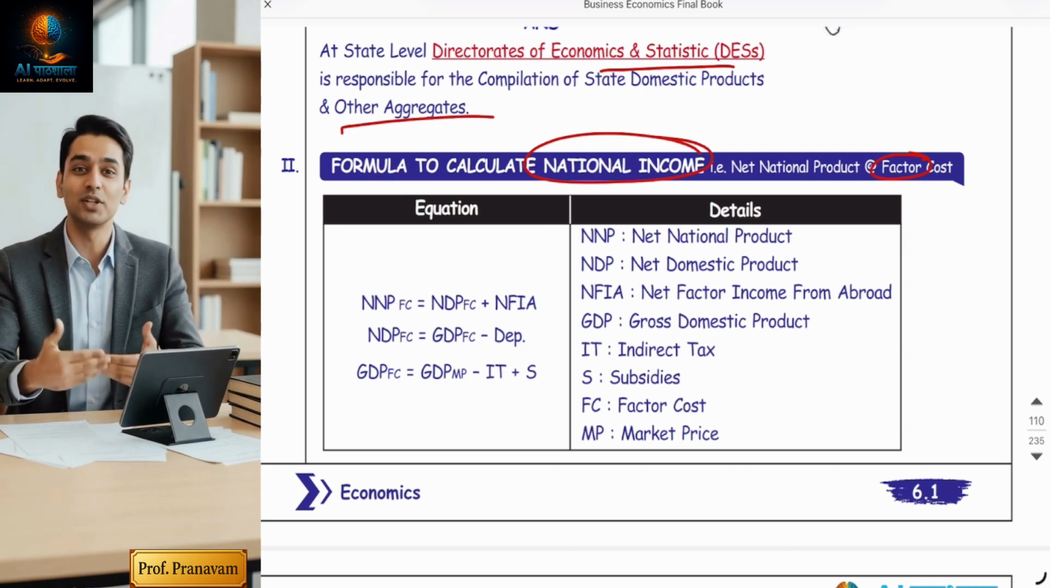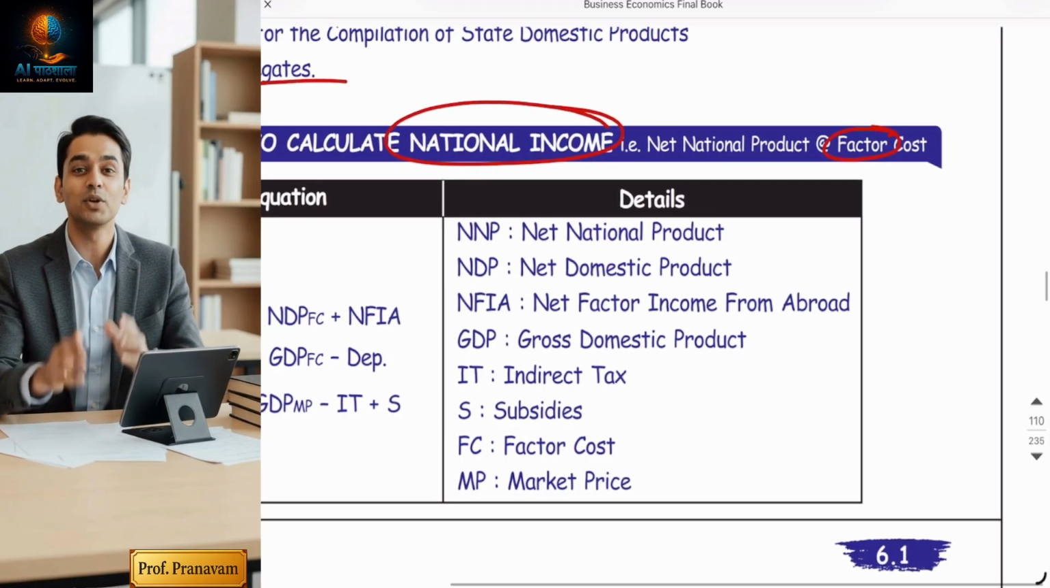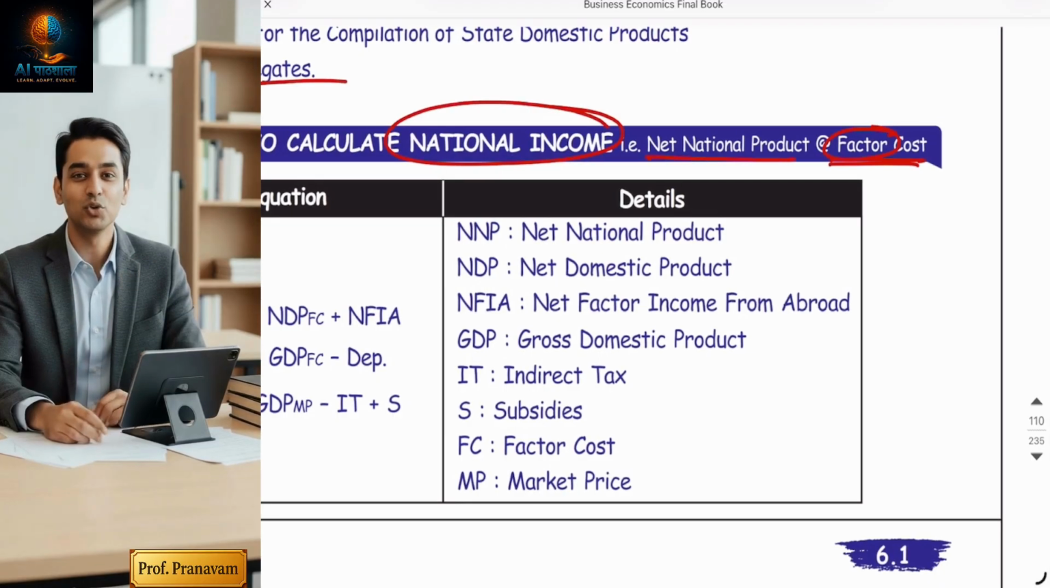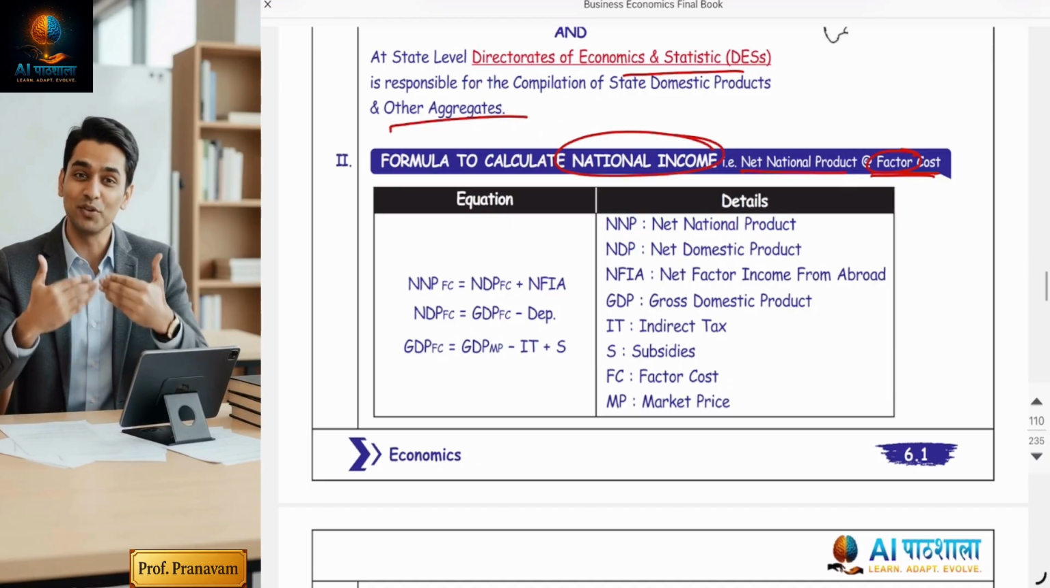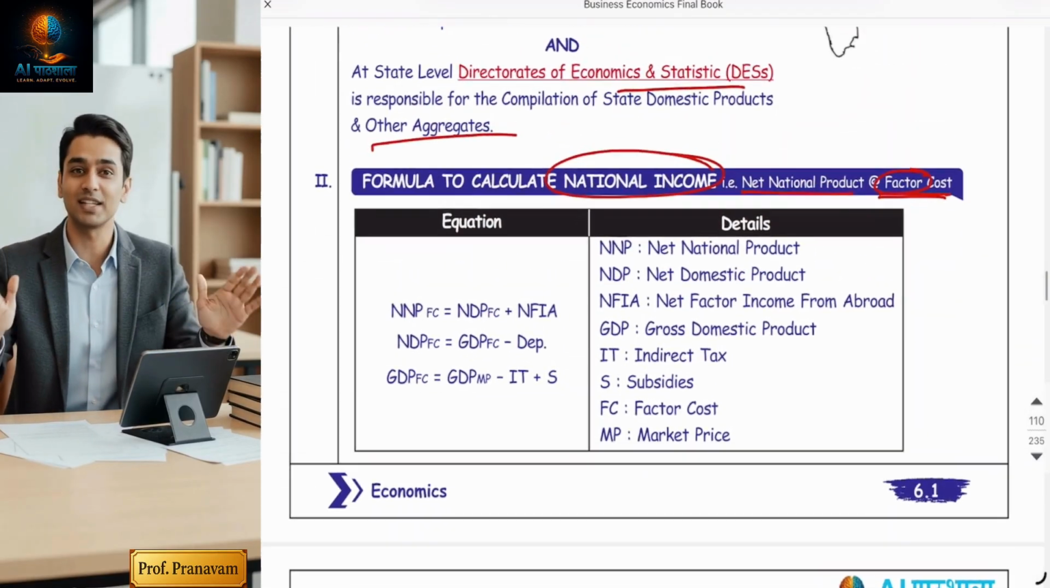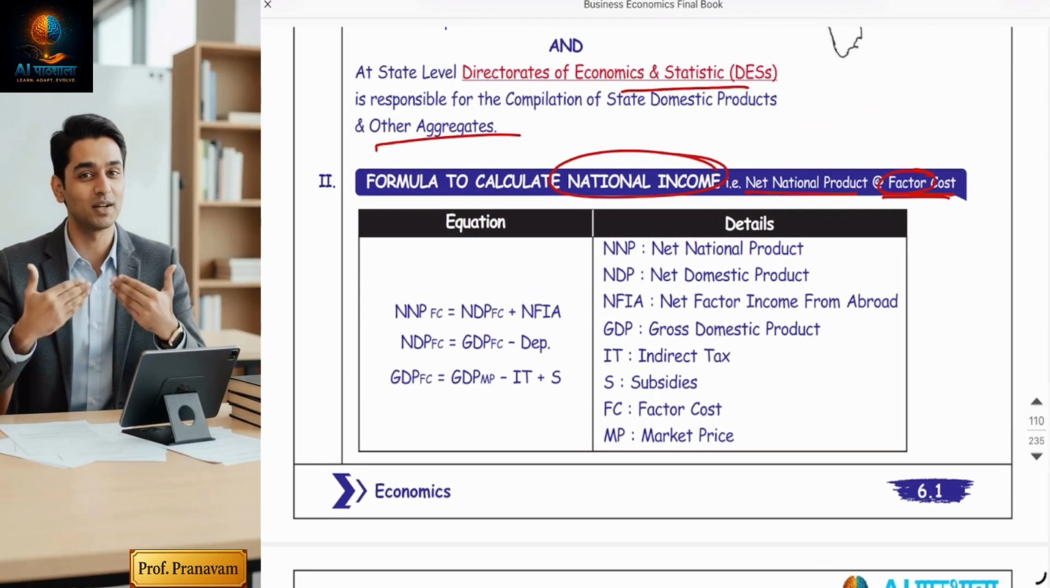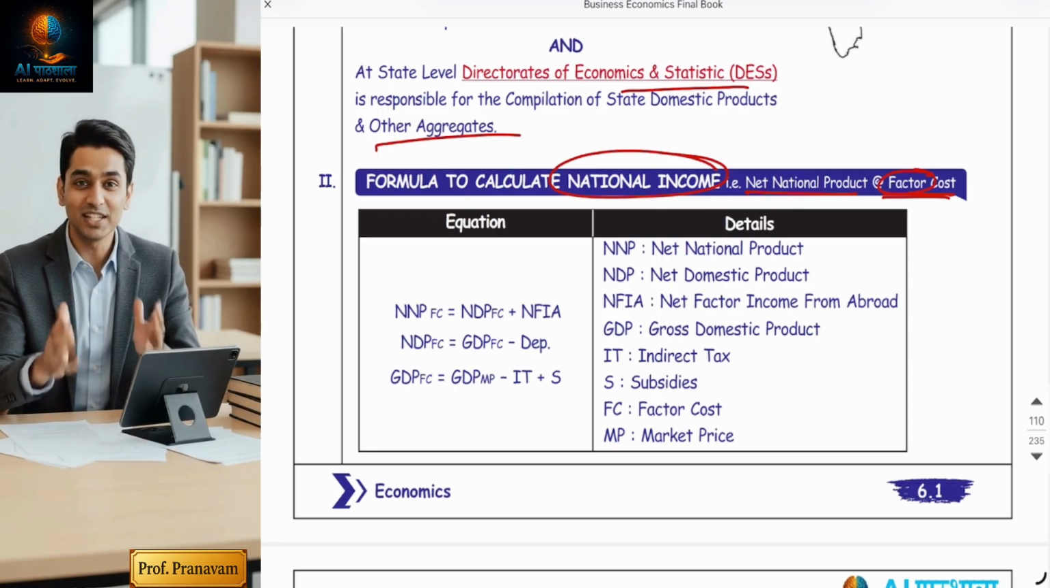So that's why national income is also called net national product at factor cost. It has various other names also. National income is also called national product. National income is also called national dividend. National income is also called national output.